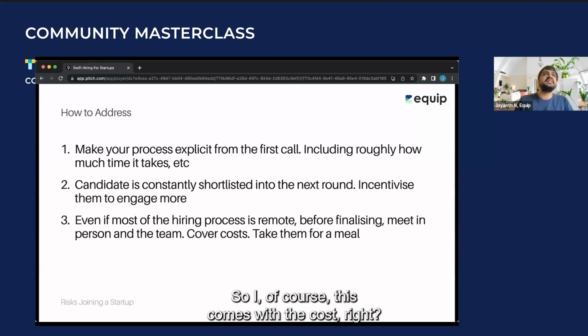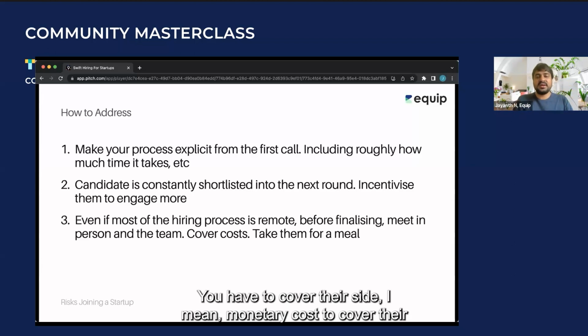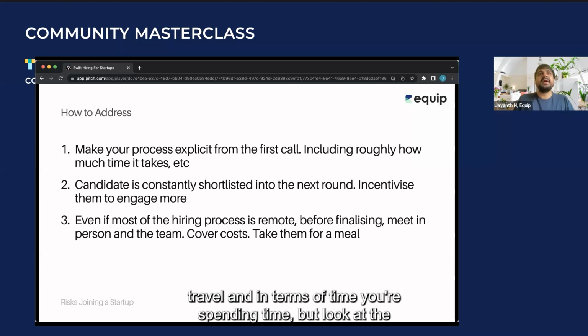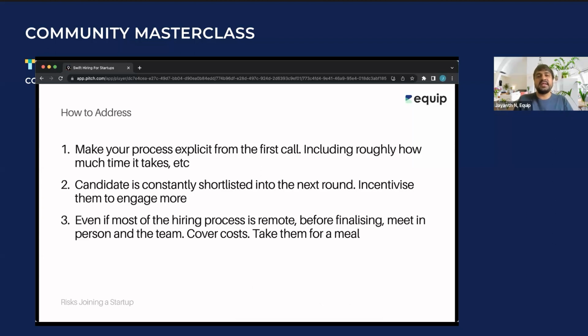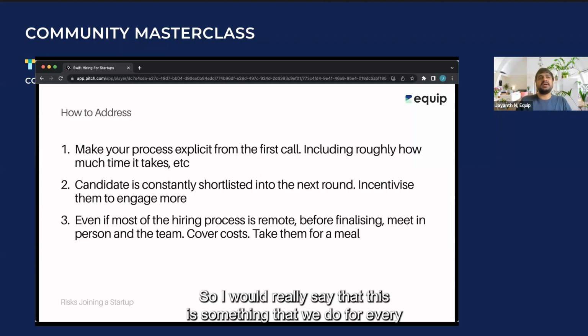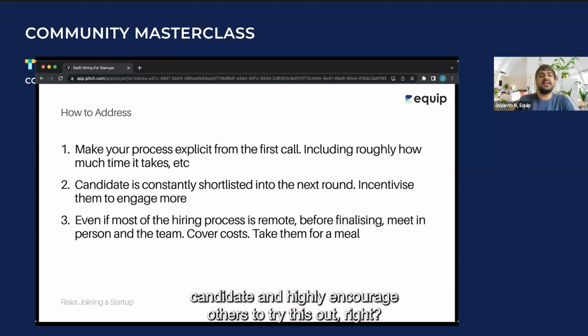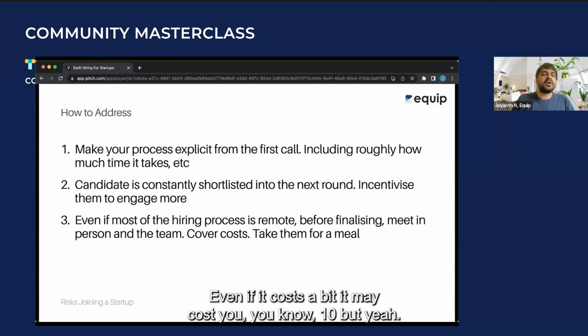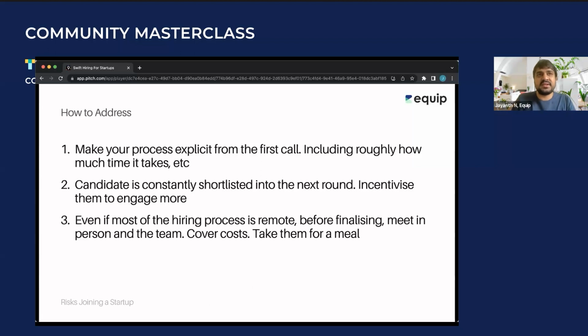So of course, this comes with a cost, right? You have to cover their monetary cost, you have to cover their travel, and in terms of time, you're spending time. But look at the flip side of it. Imagine that you hired them and they're not good. Just the logistics of having to let them go, it is bad for them, it's bad for you. Your team has lost time. So I would really say that this is something that we do for every candidate, and highly encourage others to try this out, right? Even if it costs you 10 or 20,000 for the travel, you'd save lakhs down the line, right? So you should be doing this.